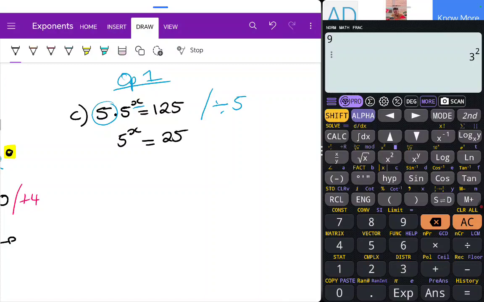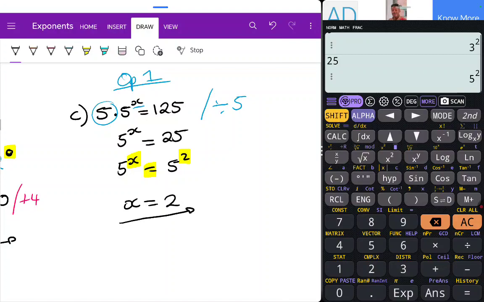Once we are here, we can say, okay, 25 equals 5 squared. So now I can say 5^x is equal to 5 squared because I want the same base. I have the same base, so now I can drop the bases and keep my exponents. x equals 2. This is option 1 for answering this question. So you can take everything away from the x and then solve for x.